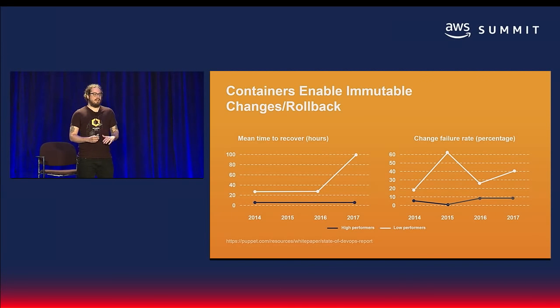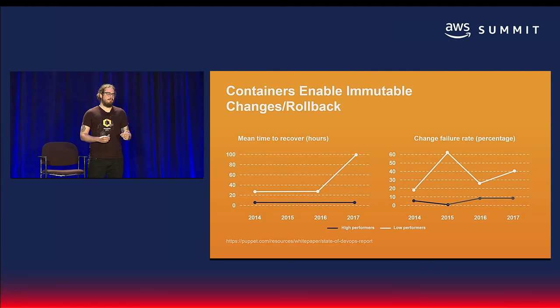Companies are migrating to containers in order to get that mean time to recover down, and in order to benefit from the advantages of that modern stack. Once again, you see the same thing with change failure rate. The companies that are high performers have much lower failure when they do an update to their system.